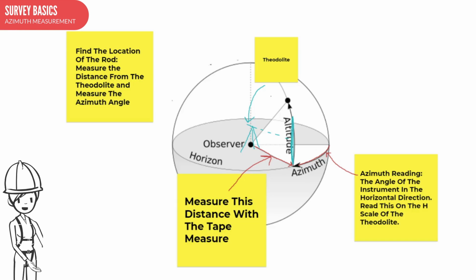First, let's see what the azimuth measurement means. Our first survey goal is to find the position of the rod. We record the distance from the theodolite to the rod. And then we measure the azimuth angle.